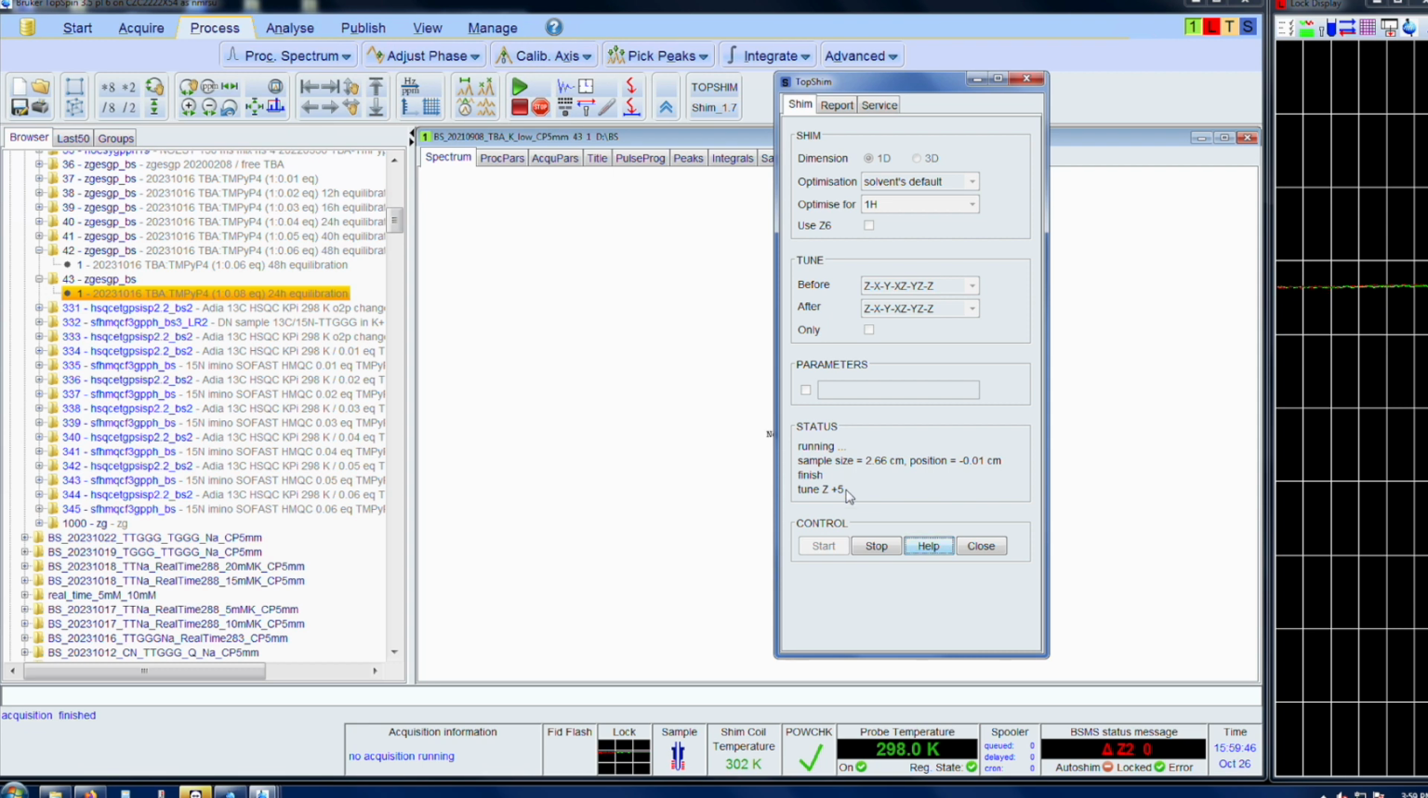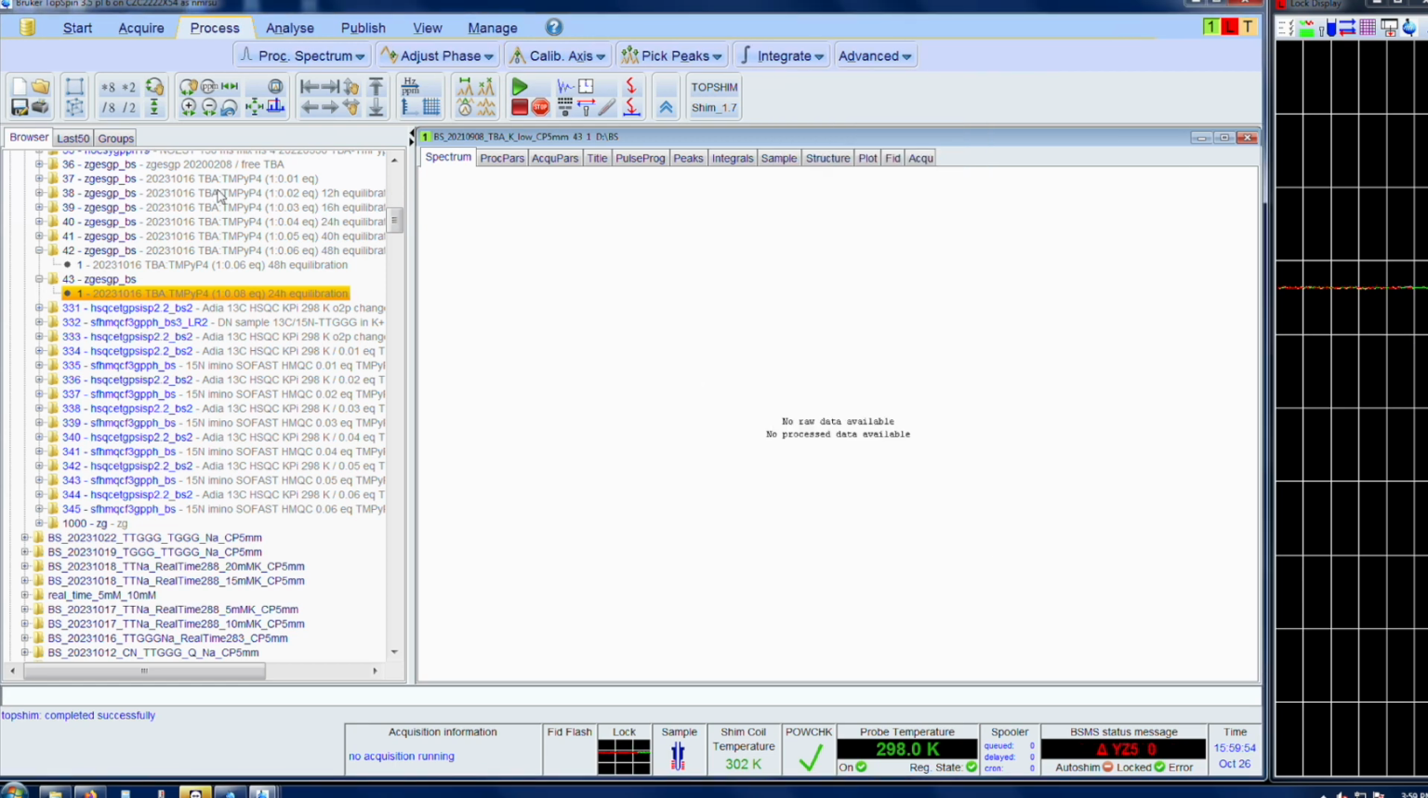Once again, trying to see what's happening with Z. And then it's done. So basically, it has improved a tiny bit. It has not increased as much. So the next thing that I would like to do here is to run a proton one-dimensional NMR spectrum.